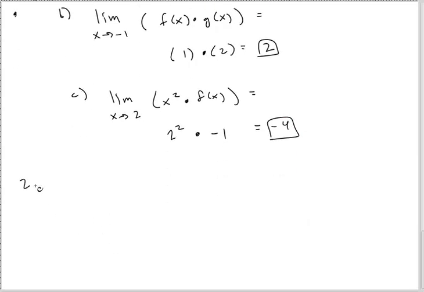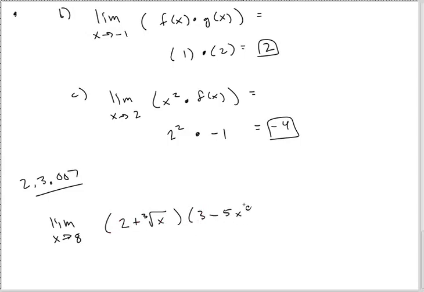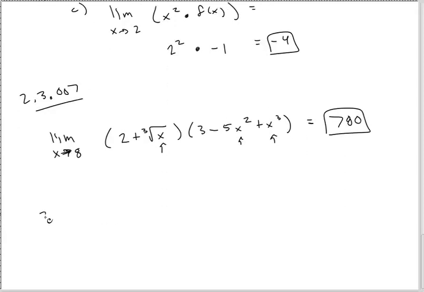Okay, next one. 23007. And so I've got the limit as x goes to 8 of 2 plus the cube root of x, and then times 3 minus 5x squared plus x cubed. Make that look a little bit better. Okay. So what do we do here? Well, x is going to 8. You're going to plug an 8 in, and you're going to call it a day. And I didn't even do any math. I just went to the calculator and plugged in 8, and I got 780. That was it.